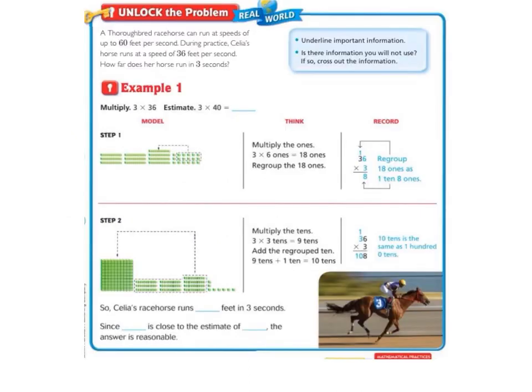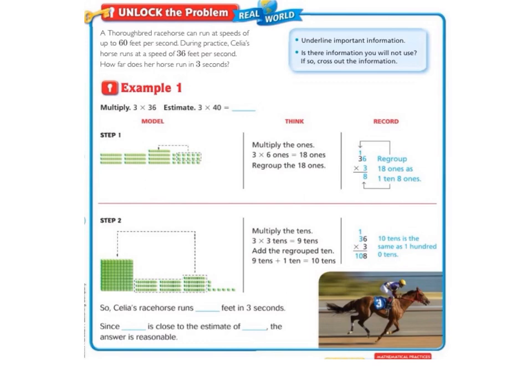Let's begin by reading our Unlock the Problem. Today's Unlock the Problem says, a thoroughbred racehorse can run at speeds of up to 60 feet per second. During practice, Celia's horse runs at a speed of 36 feet per second. How far does she run in 3 seconds? Well, we have a blue box with some instructions, so let's read that first.